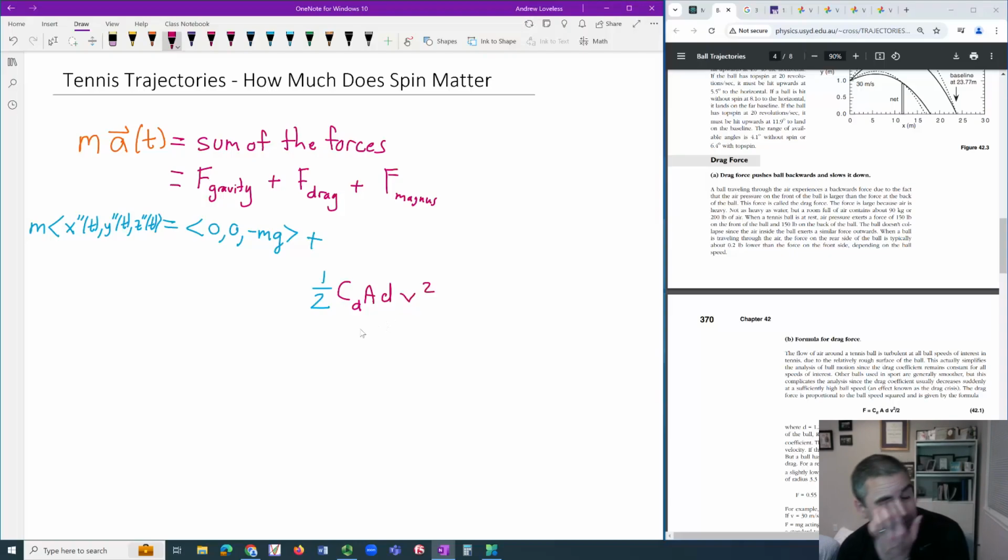So what's written here is it's dependent on the velocity. And if you've never studied that before, if you stick your hand out the window of your car and you're going faster, your hand gets pushed harder.